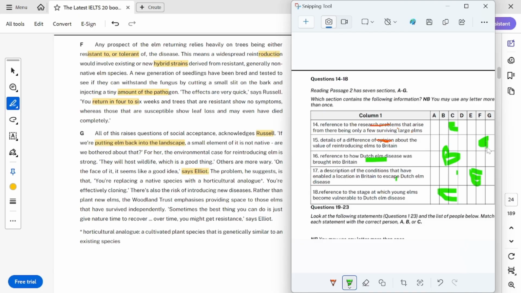So remember our method. Read the paragraph, understand the main ideas, check the question, find the matching meanings. If nothing matches, move to the next paragraph. And don't worry if one paragraph gives you two answers. This is completely normal in IELTS matching information questions.